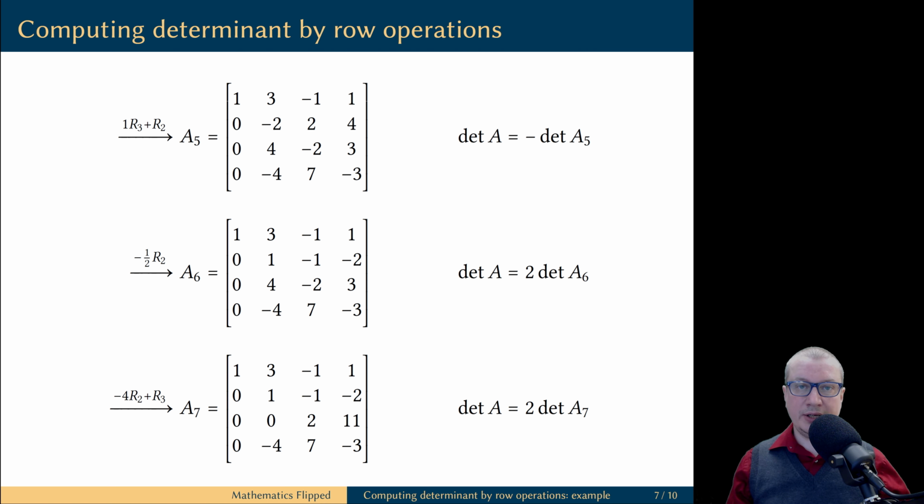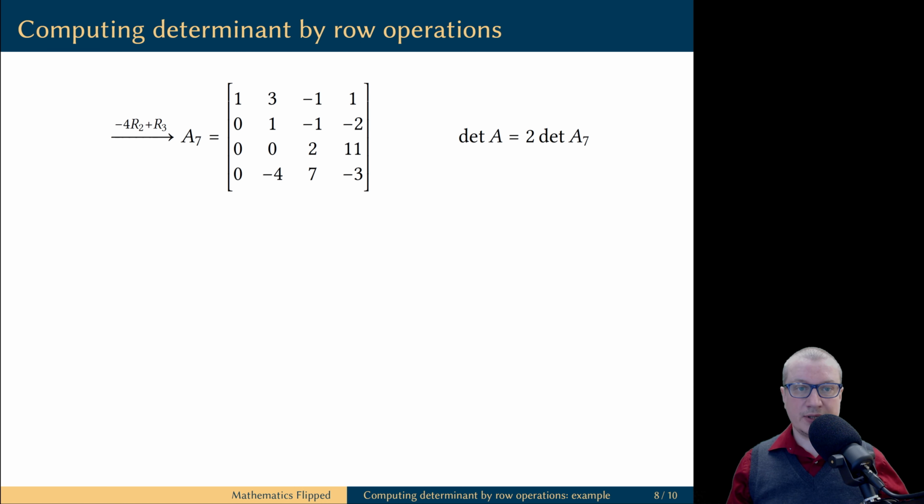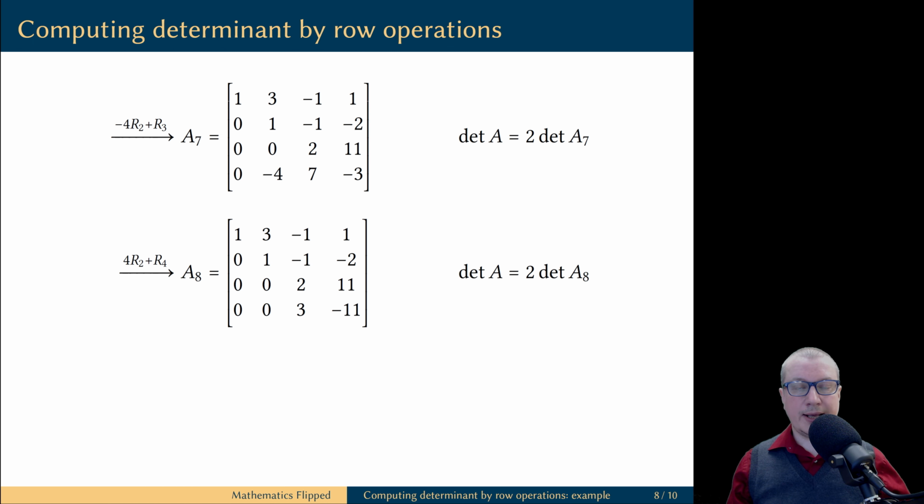We have produced a leading one in row 2, and now we need to produce zeros below this leading one. So the first operation is multiply row 2 by -4, add the result to row 3. This is a new matrix A7, and its determinant is the same as the determinant of the previous matrix A6. This is just a carryover from the previous slide, and the next step is to multiply row 2 by 4, add the result to row 4. We get matrix A8, and its determinant is the same as determinant of A7.